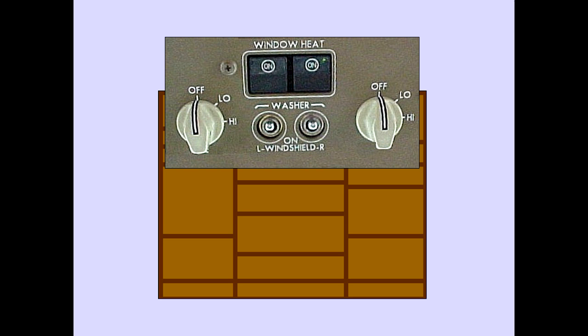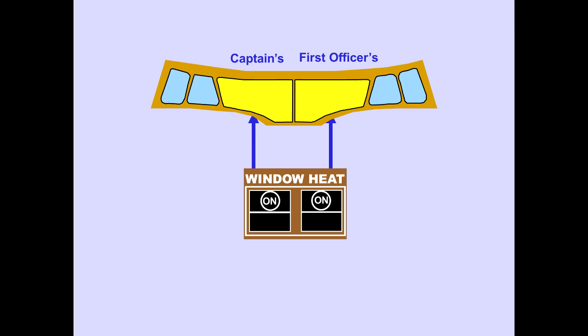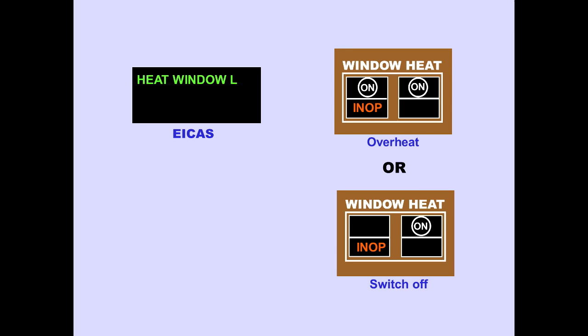Window ice and rain protection controls are located on the overhead panel. The window heat on position provides automatically controlled electrical power for windshield heat. The ICAS advisory message, Heat Window, is displayed if an overheat occurs or the respective window heat switch is off. The respective inoperative light illuminates in both cases and power is removed from the window.